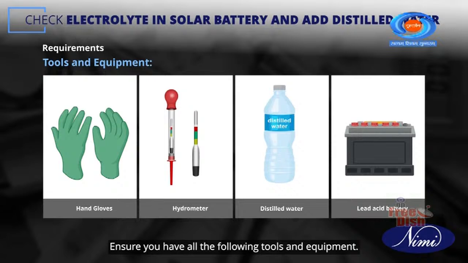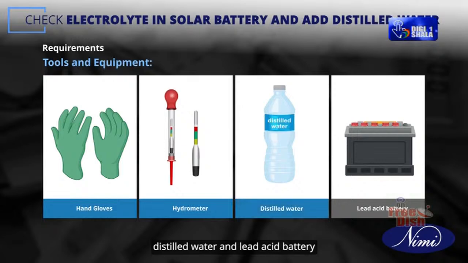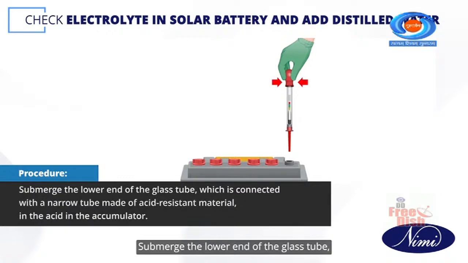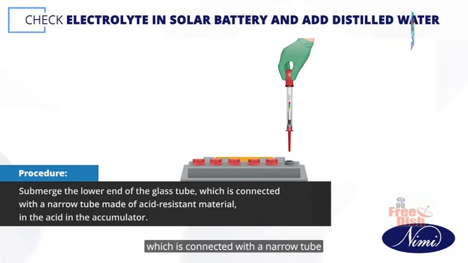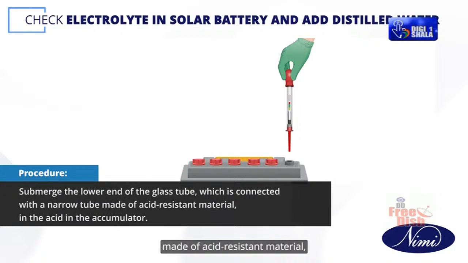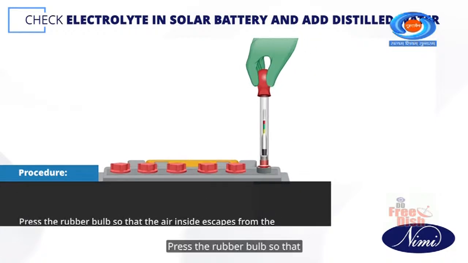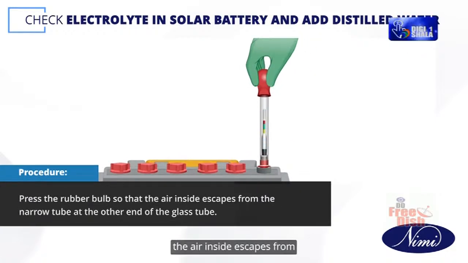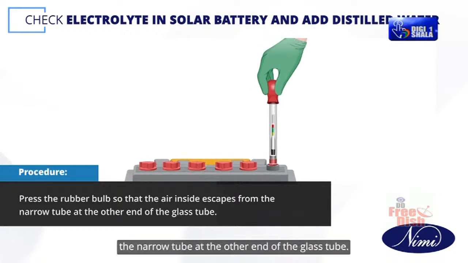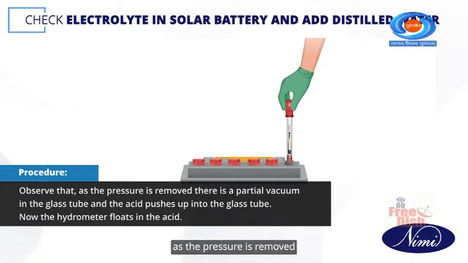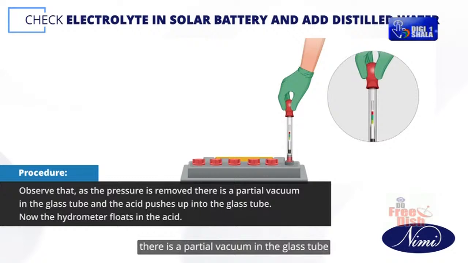Ensure you have all the following tools and equipment: hand gloves, hydrometer, distilled water and lead acid battery. Submerge the lower end of the glass tube, which is connected with a narrow tube made of acid resistant material, in the acid which is in the accumulator. Press the rubber bulb so that the air inside escapes from the narrow tube at the other end of the glass tube. Observe that as the pressure is removed, there is a partial vacuum in the glass tube and the acid pushes up into the glass tube.